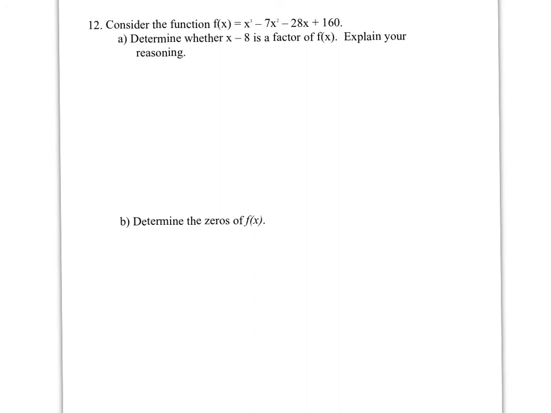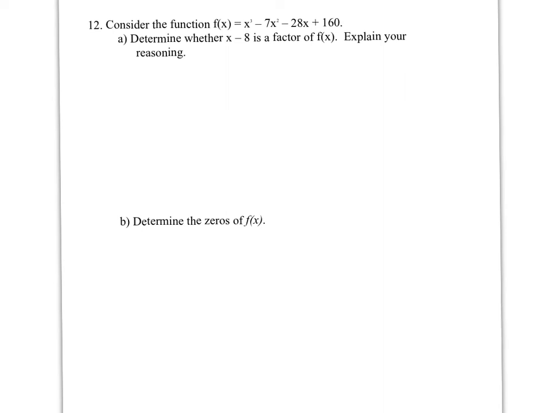But we learned a shortcut method, right? The shortcut is if x minus 8 is a factor, if you were to take positive 8 and plug it in for all the x's, if it equals 0, then it's a factor. So that's what I'm going to do.